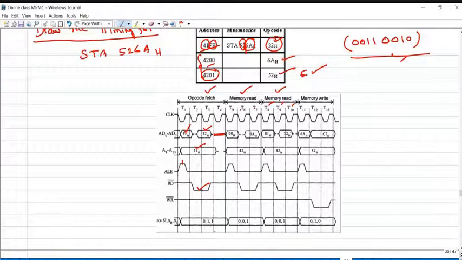During the T1 state of the memory read, ALE is again high. So this holds the lower order address 00, and A8 to A15 hold the higher order address 42. And during T7 to T8, that is for this machine cycle, this is T2 and this is T3 state, so your read bar signal will be activated, and the 00 information is placed on this data bus.